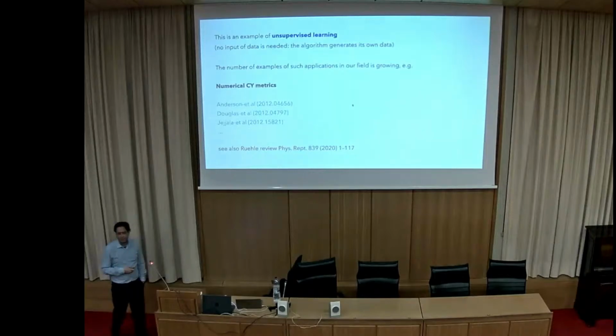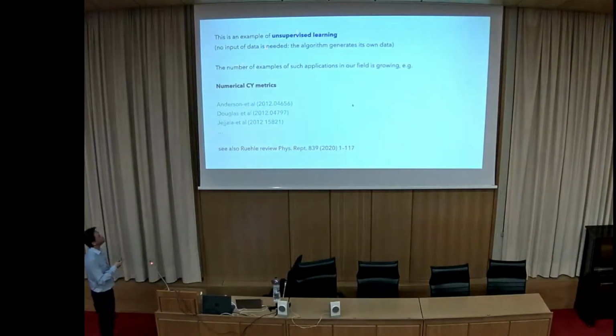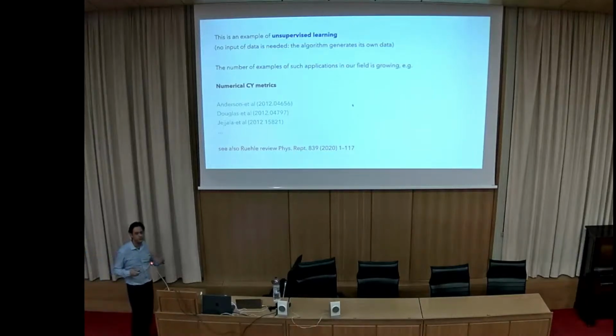Okay, so this is an example of unsupervised learning. Why do we call it unsupervised? Because in this particular case, we do not need to prepare beforehand a set of data, experimental data if you want, that will guide the search. The algorithm generates its own data and optimizes.